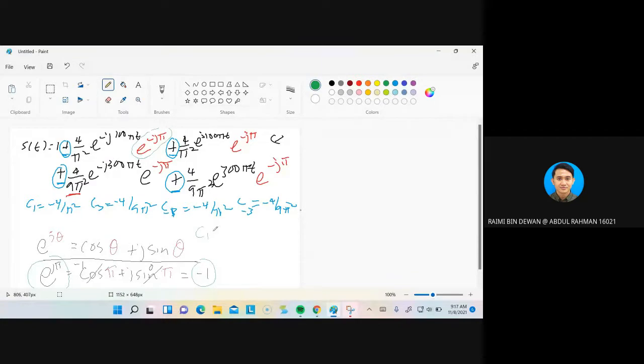So your C1, if you have -4 over pi square, it's 4 over pi square. To get rid of the negative, replace with e^(j pi), and then you can plug in here. I'm not sure why this one is the negative j pi. Are you guys giving me the correct formula or what?